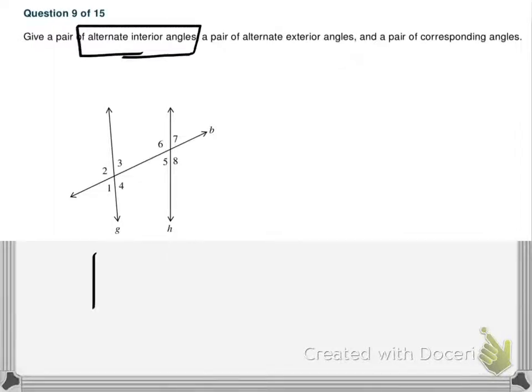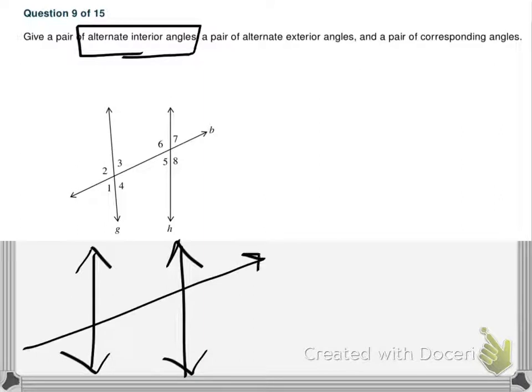Alternate interior angles are the result of two parallel lines being cut by a transversal. Alright? And I'm going to change my transversal's color. My transversal is going to be red. Alright? This is a transversal.